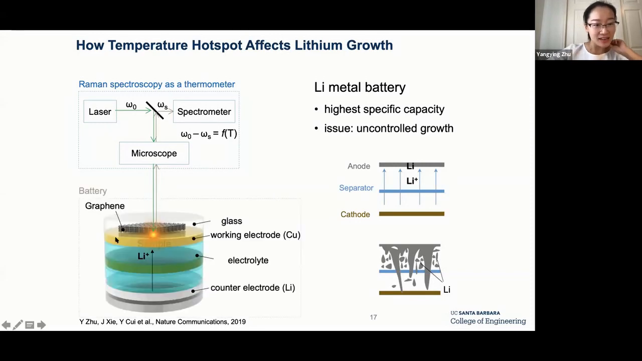So we basically put a lithium metal working electrode under the micro-Raman spectroscopy. We can use the laser to create a temperature hotspot, and we can also measure the temperature of the hotspot. The only thing we did is add a graphene layer on the backside of the working electrode, because lithium metal itself does not have a Raman signal. So we needed something as a Raman signal, as a probe to tell the local temperature there.